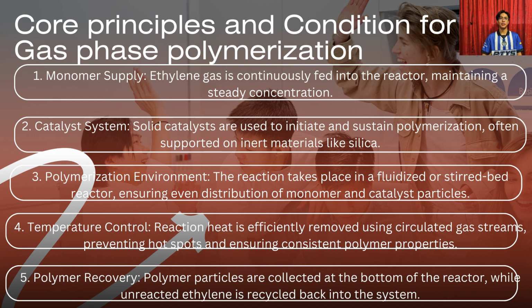The third is the polymerization environment. The reaction takes place in a fluidized or stirred bed reactor, ensuring even distribution of monomer and catalyst particles. And the fourth is temperature control. The reaction heat is efficiently removed using circulated gas streams, preventing hot spots and ensuring consistent polymer properties. And the fifth is polymer recovery. Polymer particles are collected at the bottom of the reactor, while unreacted ethylene is recycled back into the system.